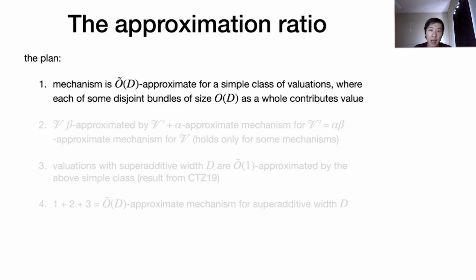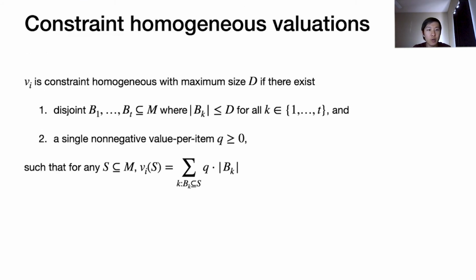Now, first, let's see how step 1 works. The simple class we consider is constraint homogeneous valuations. Vi is constraint homogeneous with maximum size D if there exist disjoint bundles of items B1 through BT, where each of the bundles has size at most D, and a single non-negative value per item Q, such that for any set S of items, Vi of S is the sum of Q times the size of Bk for every Bk completely contained in S.